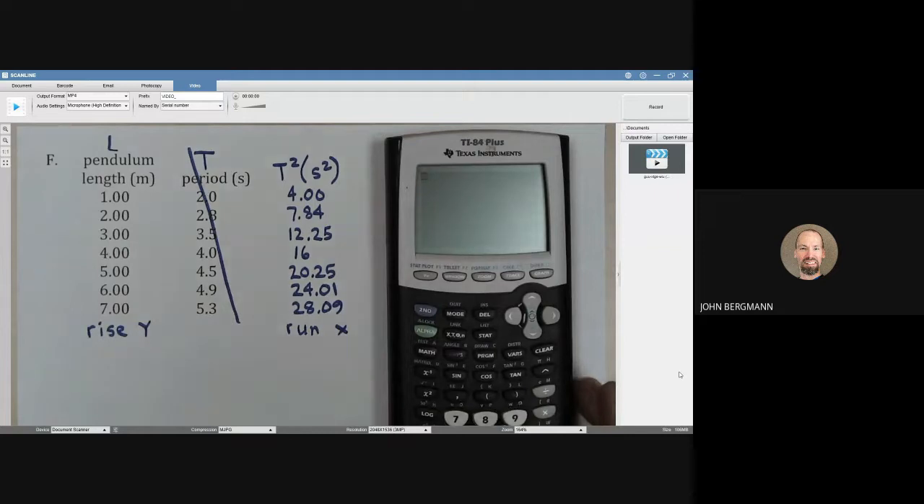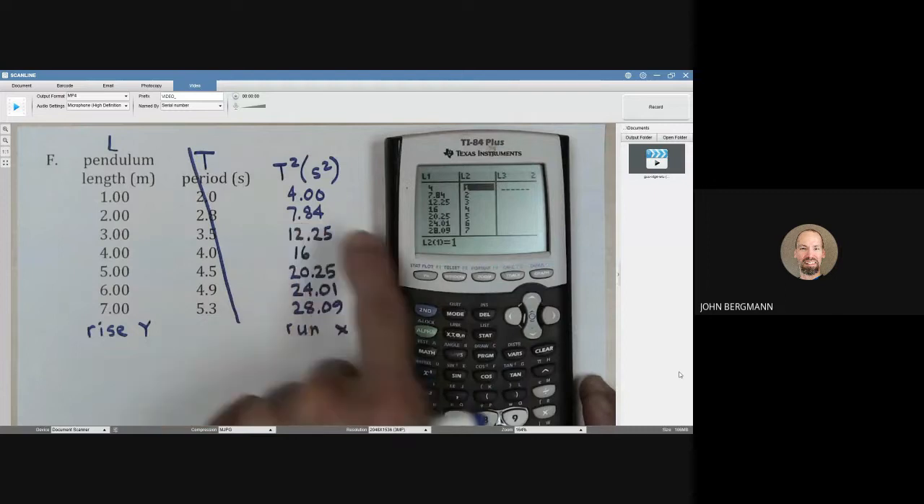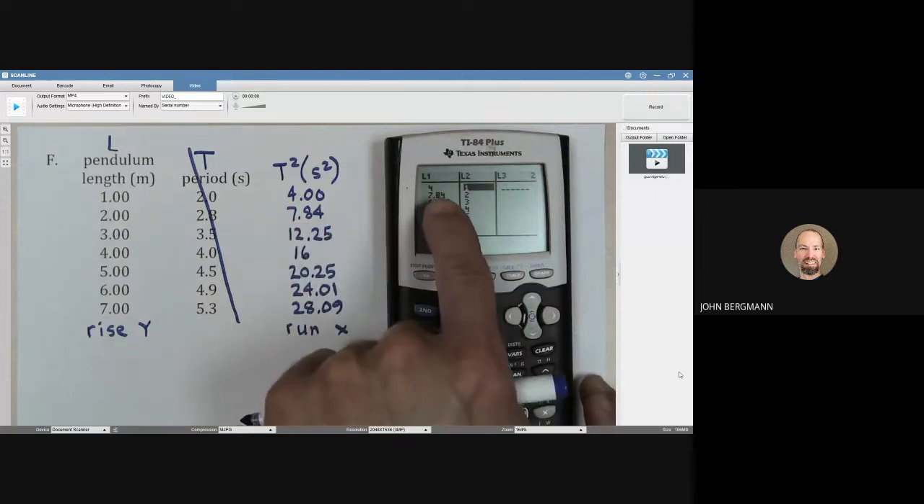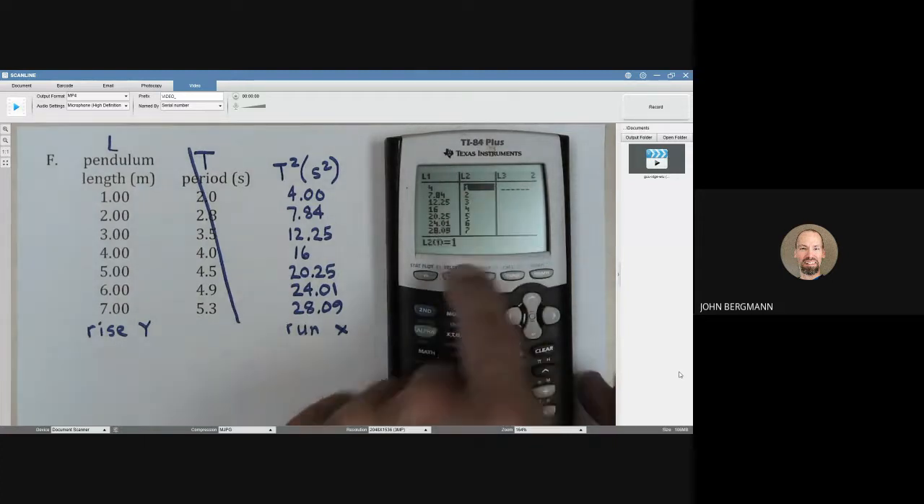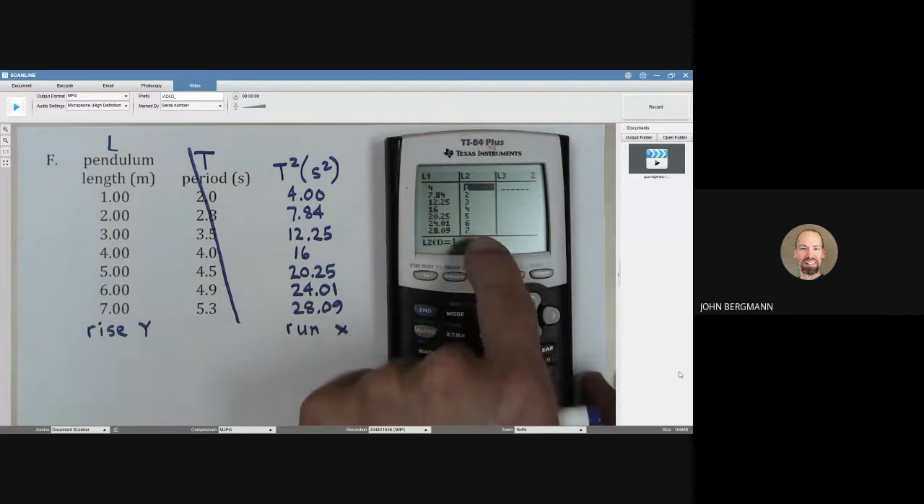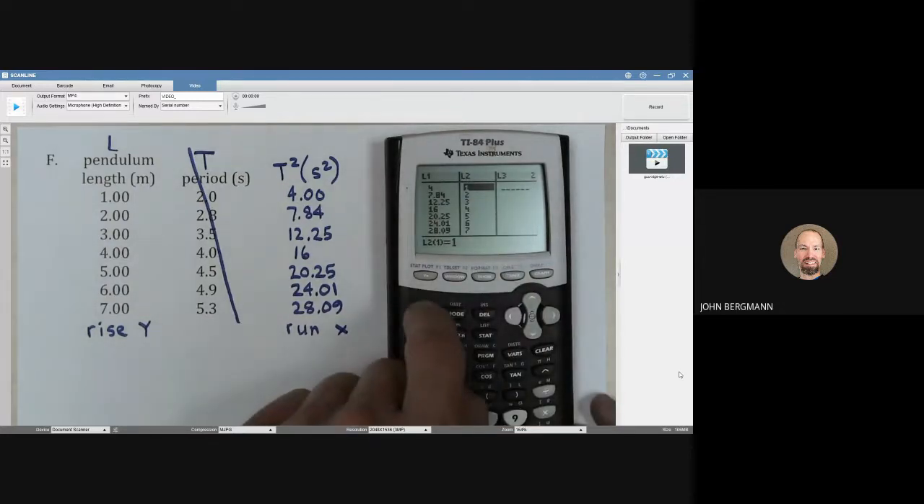My old faithful calculator here. Let's go into stat mode. We're going to edit by putting some numbers in. Now I've already put those in. You can see that I've put 4, 7.84, etc. into the first column, which by default is the x value column. And then I've put all the lengths, that was easy to type, in column L2. Looks good. Let's quit by hitting the second button and then quit.